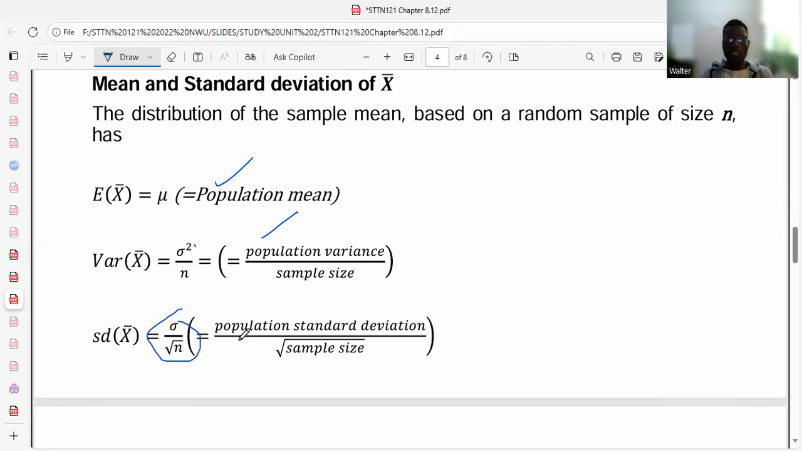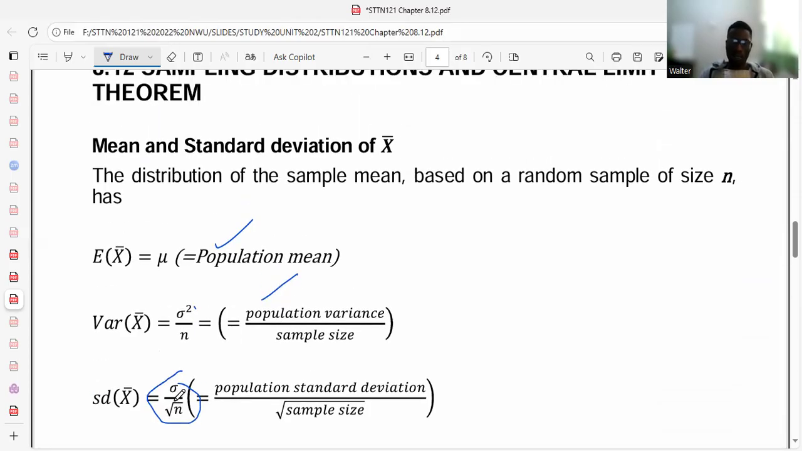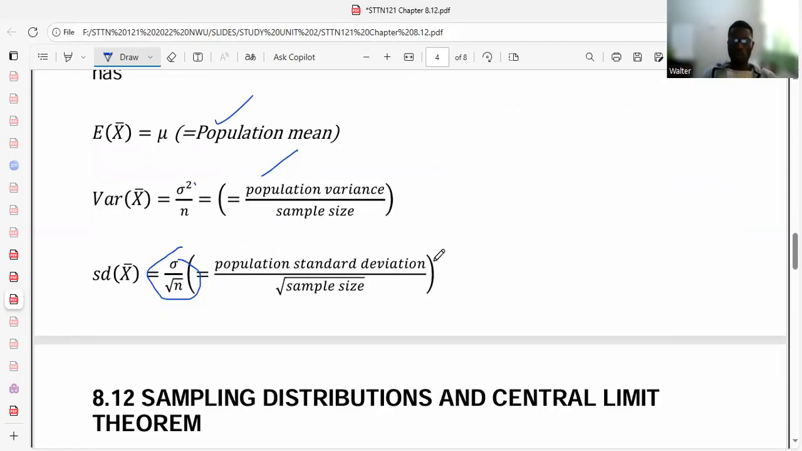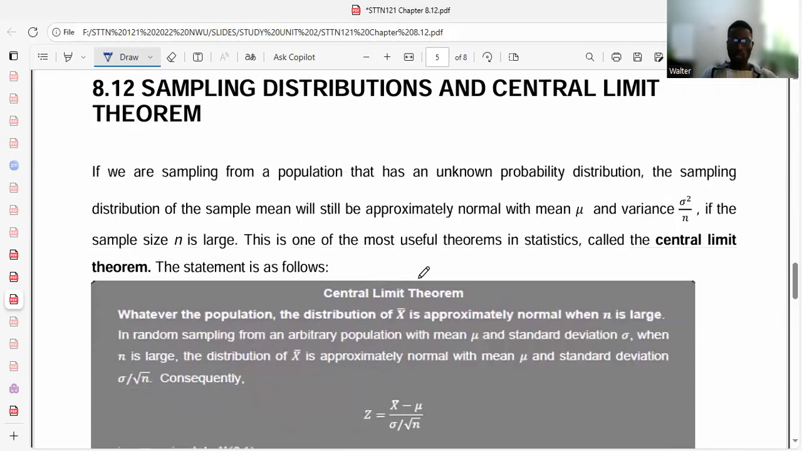They can give you a statement and then they tell you to calculate the standard error of the mean. This is the formula that we use: standard deviation over square root of n, to get the standard error of the mean. You'll see when we do the questions. So that's to show you guys the formulas.